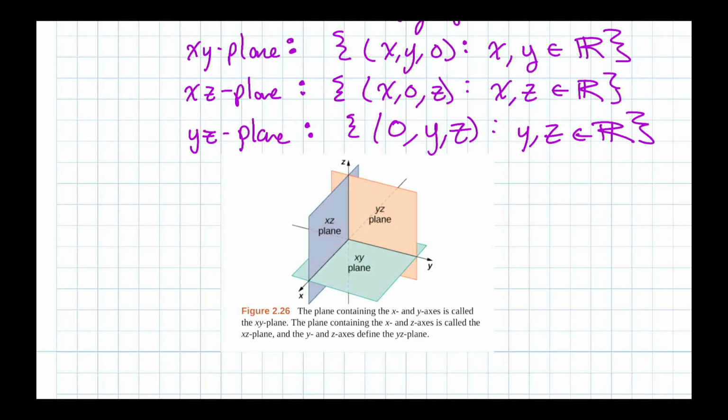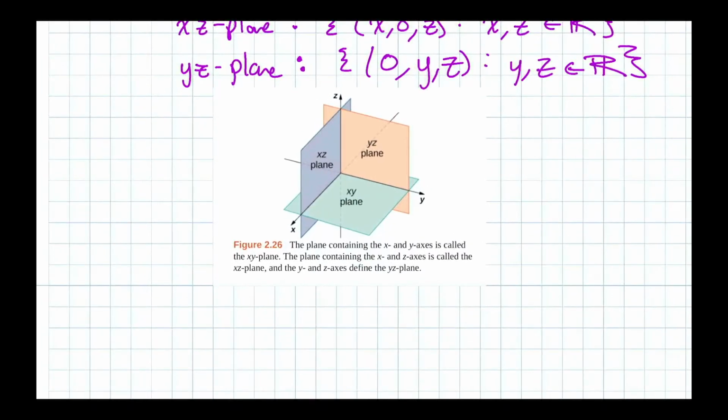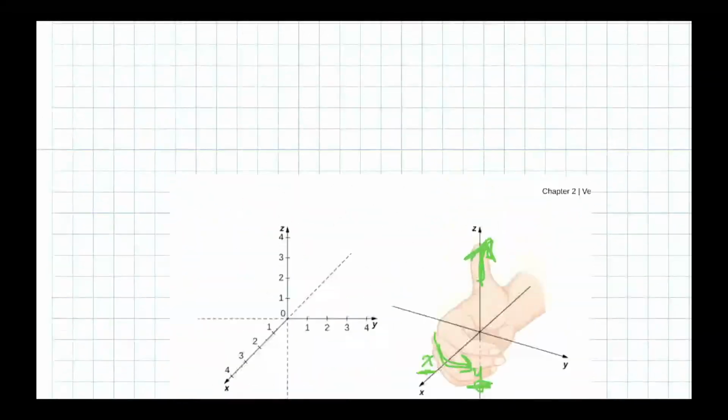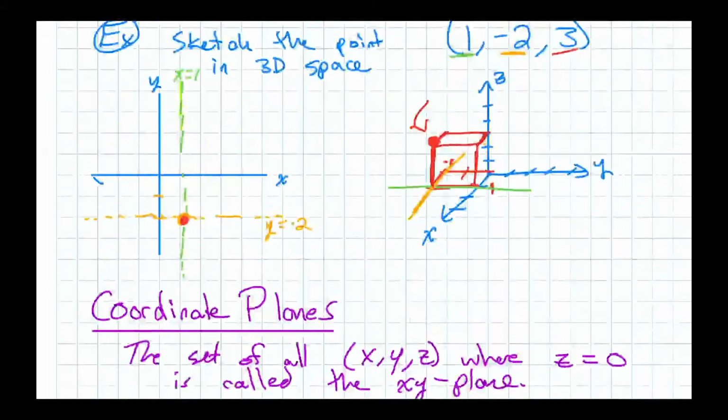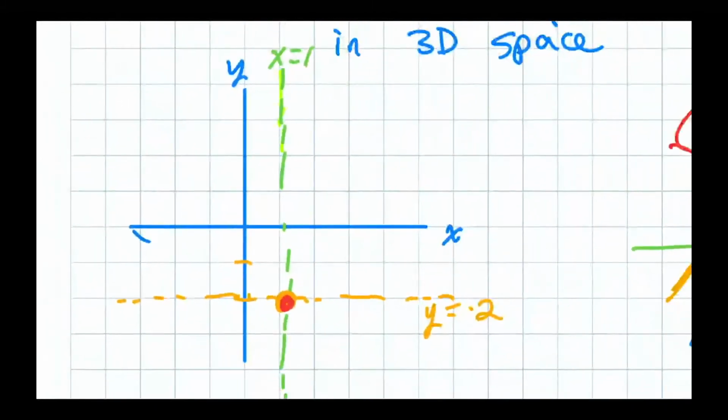Now, the next thing about these coordinate planes is they actually divide 3D space up. If you look at a two-dimensional plane, which I passed up, I'll scroll down to it. Here it is. You know that we give names to this area, this area, this area, and this area, right? We call them quadrants. You have the first quadrant, the second quadrant, the third quadrant, and the fourth quadrant.